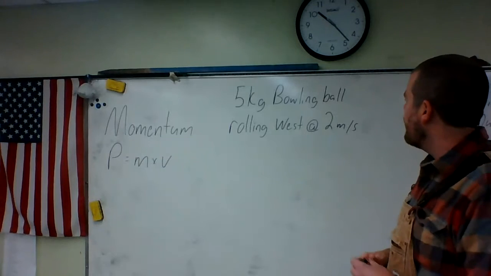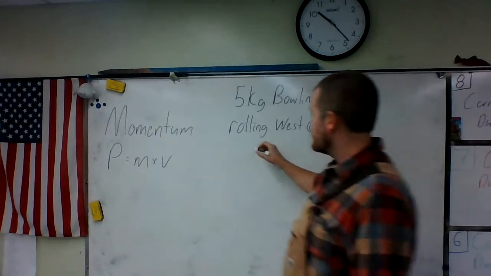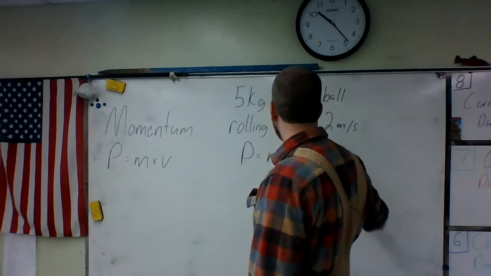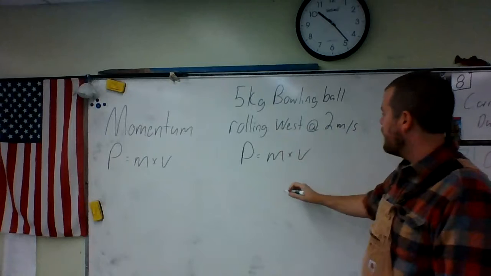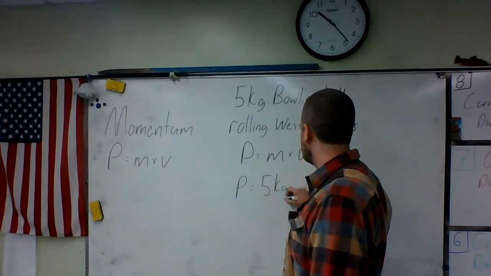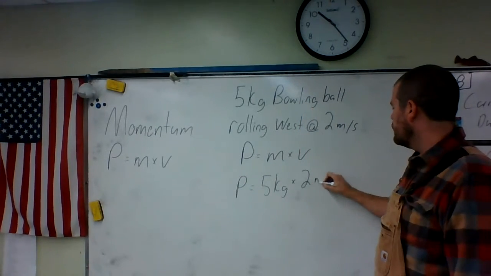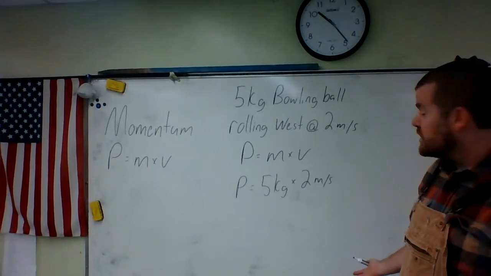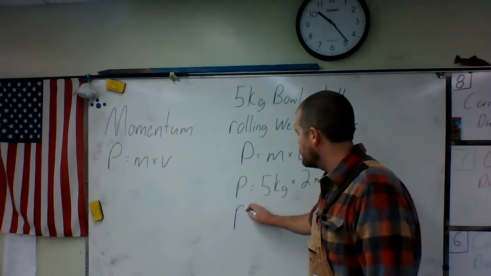This says we have a 5 kilogram bowling ball rolling west at 2 meters per second. So simply to solve a problem like this, we just take our momentum formula, P equals m times v, and we plug in all the information that we know. We know that the bowling ball has a mass of 5 kilograms, so we can say that P here is equal to 5 kg, that's the mass, times the velocity, 2 meters per second. And then really very simple, we just got to multiply across. There's one little bit of trickiness in the units, but we'll talk about that in just a second.